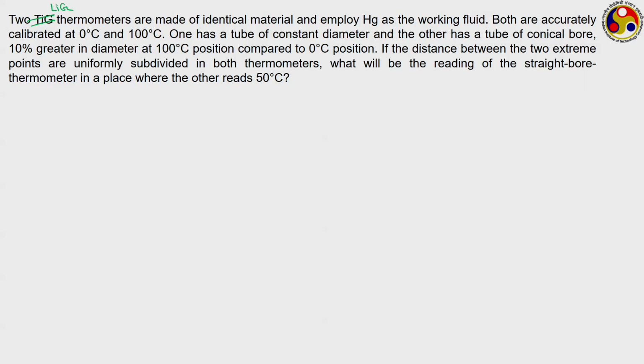Liquid in glass thermometers are made of identical material and employ mercury as the working fluid. So, we are talking about two mercury thermometers, both made of identical materials. Both are accurately calibrated at 0 degree Celsius and 100 degree Celsius. On both thermometers, the position of the tip of the mercury column at 0 degree Celsius and at 100 degree Celsius have been accurately identified, but it has not been calibrated for any of the intermediate points.